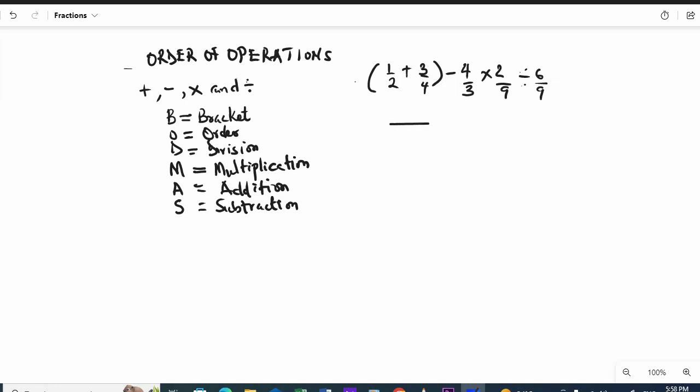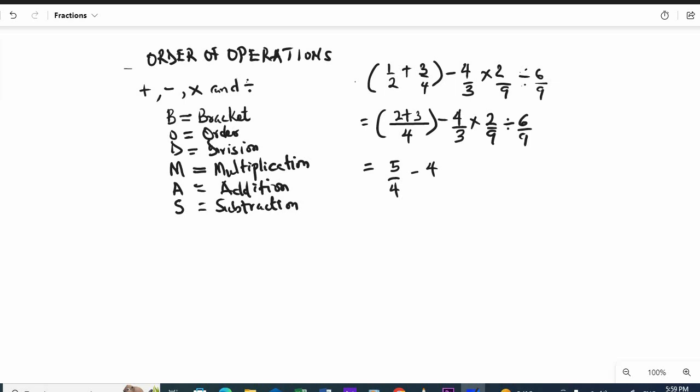So to do this, our LCM here is 4, and then 4 divided by 2, that's 2, 2 times 1 is 2, 4 divided by 4, that's 1, 3 times 1 is 3. There's a bracket here, minus 4 over 3 times 2 over 9 divided by 6 over 9. Okay, so we say 5 over 4 minus, that's this one here.